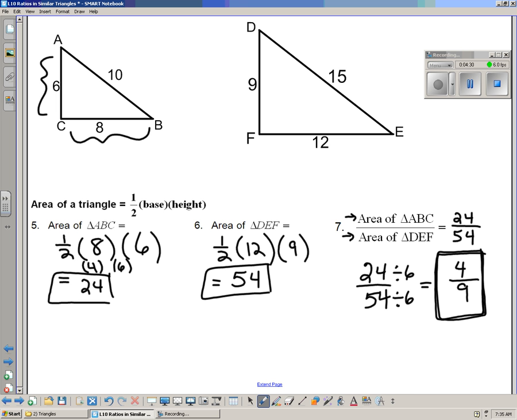But I want you to take a moment now, pause the movie, and look at the ratio of the perimeters and look at the ratio of the areas and see if you can come up with a relationship. If you're not sure what the relationship is, we're going to cover it later in this lesson, but I want to plant the seeds for you to come up with a relationship of 2 over 3 to 4 over 9. How do you get there?